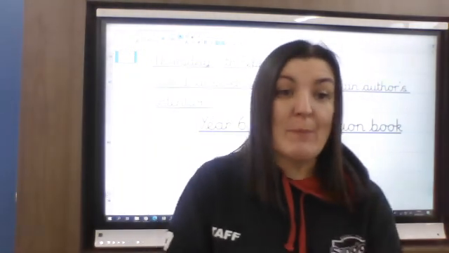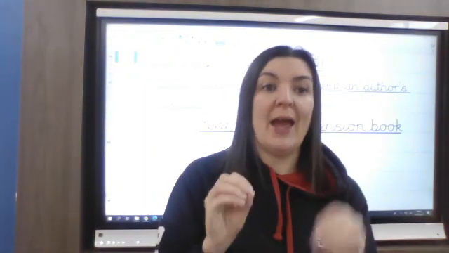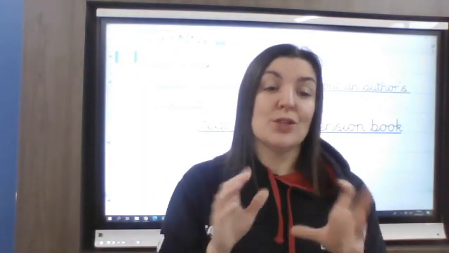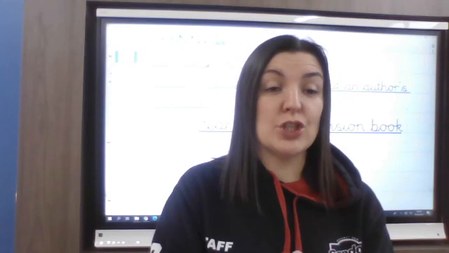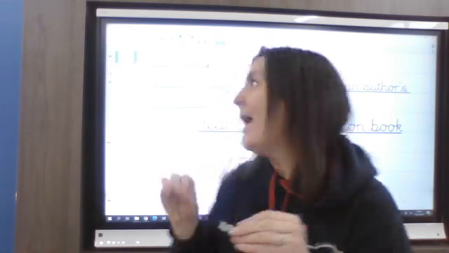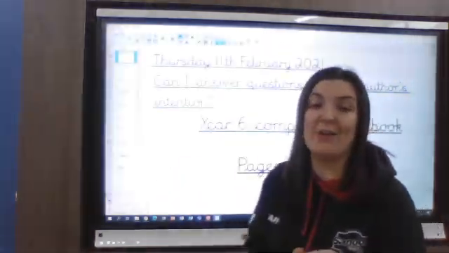So today, remember, we are working out of our comprehension book. It's Thursday, so on Tuesdays and Thursdays we are working out of our comprehension book. It's your new Year 6 comprehension book with the castle on the front, and we are looking at pages 4 and 5.